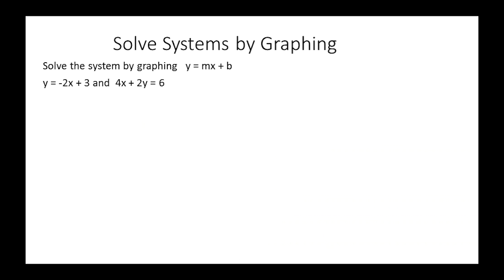Okay, the next problem has two equations. We have y equals negative 2x plus 3 and 4x plus 2y equals 6. This one is in slope-intercept form, but this one is not. So we don't need to change anything with this one, but we do want to get the y by itself here. Whenever you're trying to get a variable by itself, anything that's on the same side of that variable that is not that variable, you're going to move over to the other side.